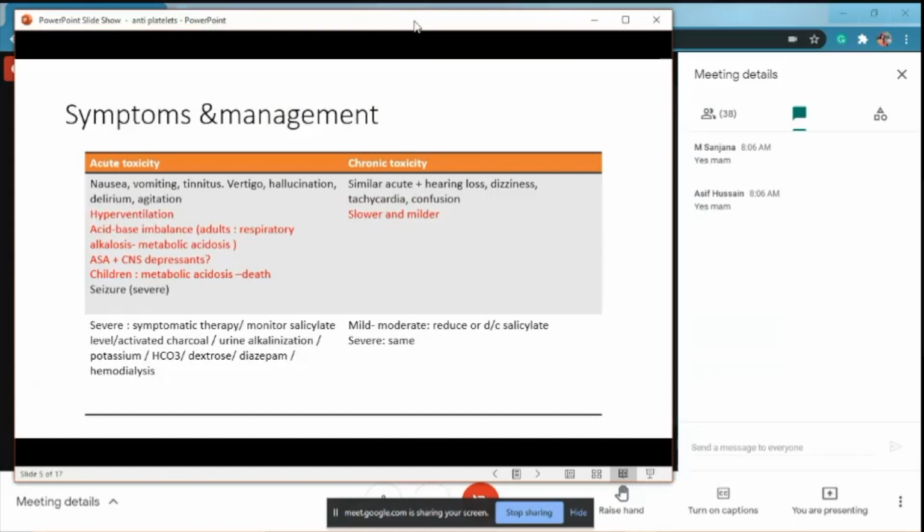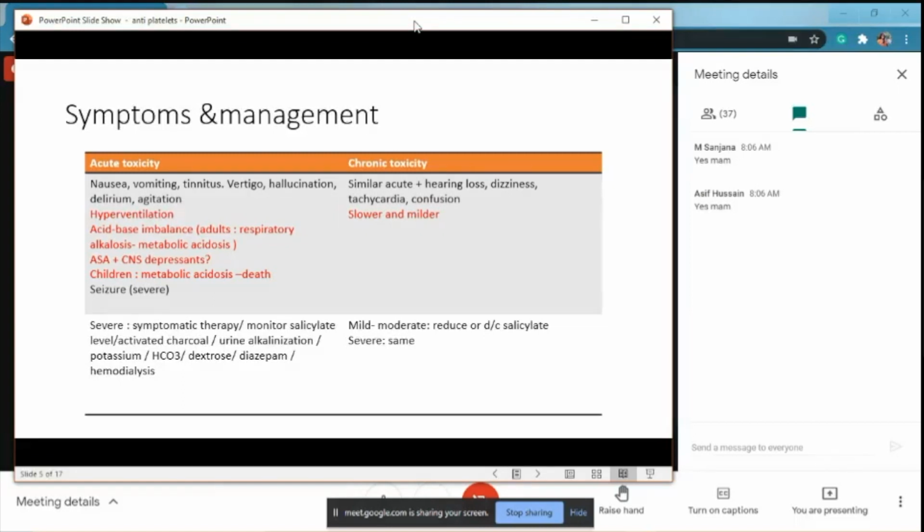Now, in children, it usually starts with metabolic acidosis and it leads to death. So initially it's seen as metabolic acidosis and it contributes to death. Again, patients can develop seizure in severe toxicity. That is also one of the important things we have to remember.